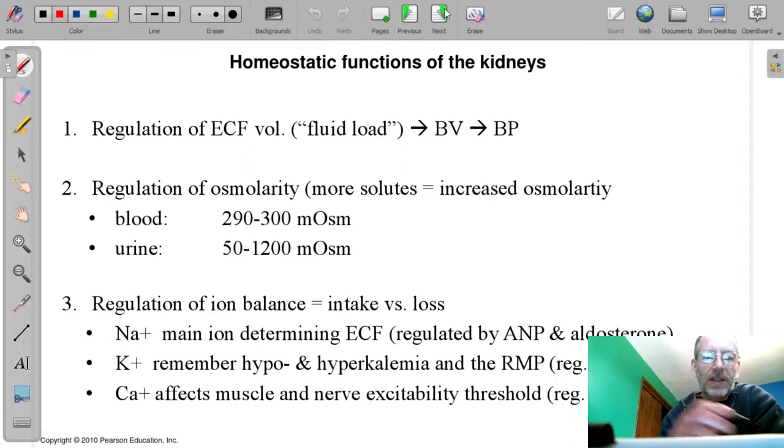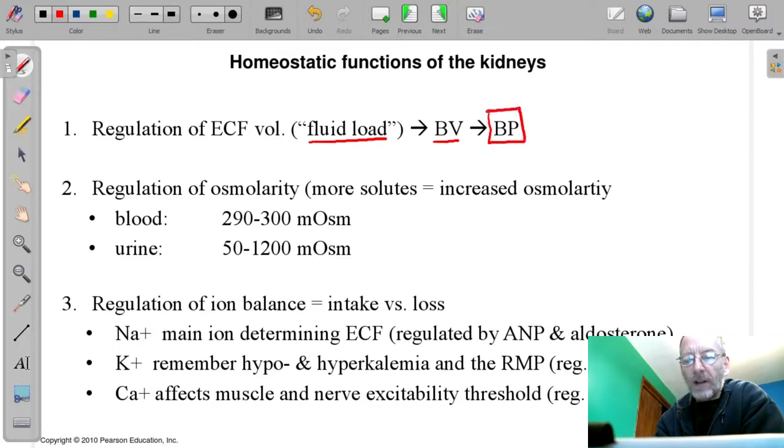First one, regulation of extracellular fluid volume, or the fluid load. And you should already have a pretty good grasp that with fluid load, we're talking about blood volume, and that has a direct relationship with blood pressure. Generally, the more fluid, the higher the blood pressure. Drop fluid, drop blood pressure. Okay, so kidneys maintain that ECF volume by regulating urine output.